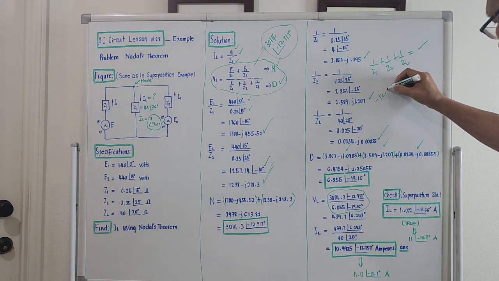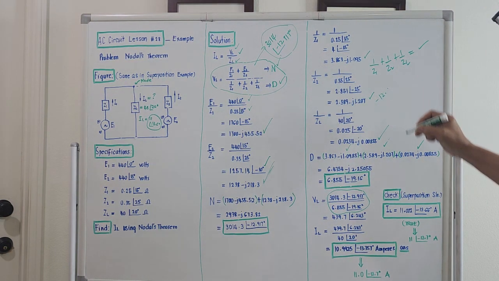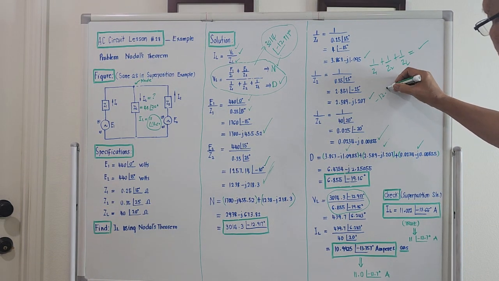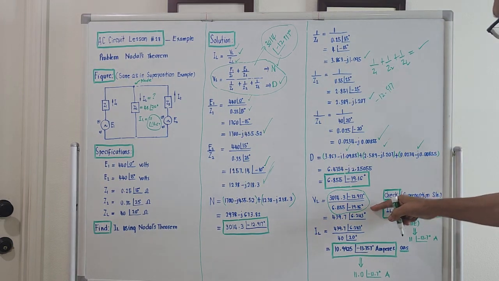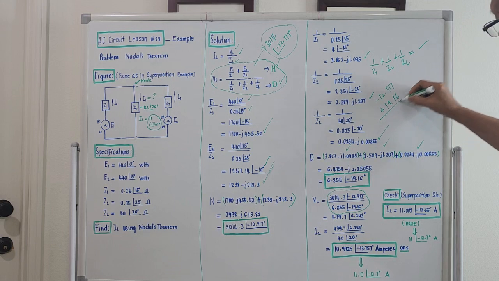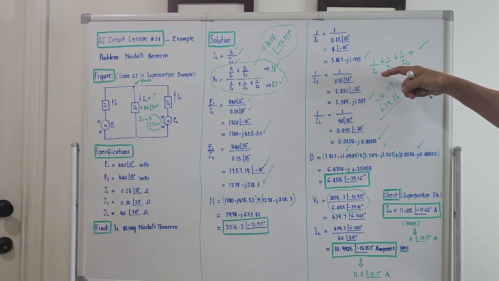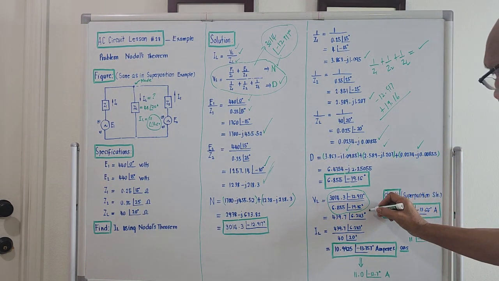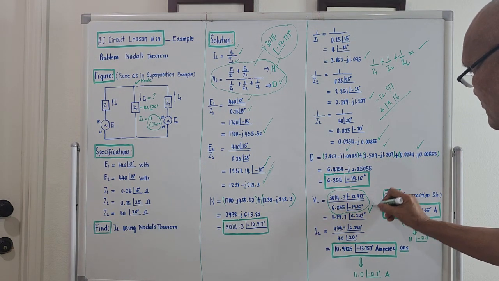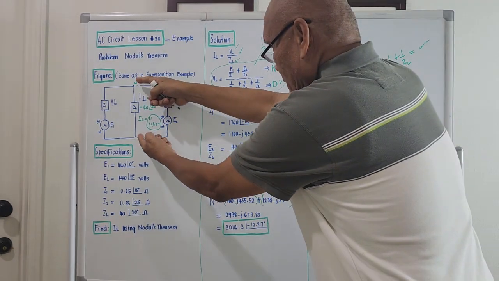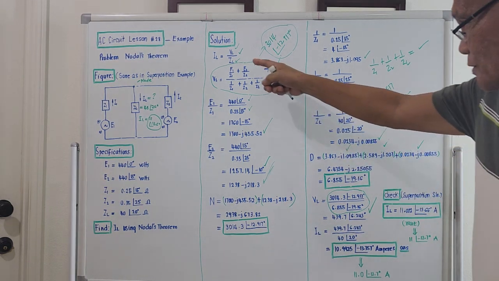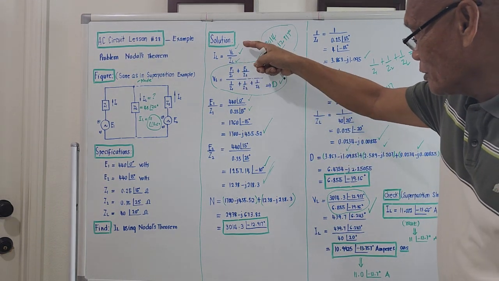So the angle will be 12.917 for the current. Okay, we raise this up plus 19.16. And if you notice, 19 is greater than 12. So what comes out is 6.243 degrees. So the angle of the voltage, the nodal voltage across this, is 6.243 degrees.